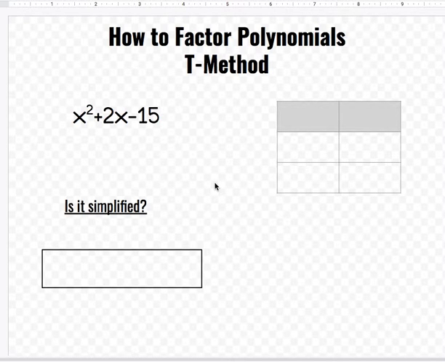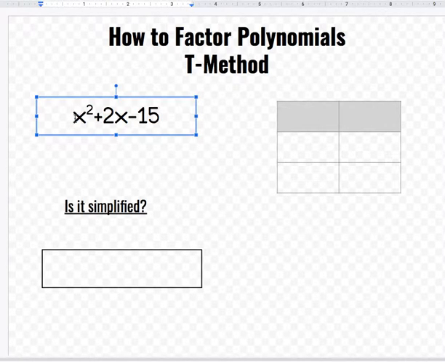This is a video showing you guys how to factor again using the T method when there is not a number in the front, or when the number in the front happens to be 1. So here we're given x squared plus 2x minus 15. This is problem number 2 on assignment number 6.